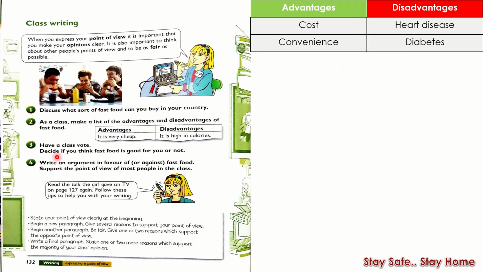Number three, have a class vote. Decide if you think fast food is good for you or not. If we were in the class, we would have had a vote to decide whether it is good or not good. But let's think about it. If eating too much fast food would get you diabetes or heart disease, would it be good? For myself, because I am going to write the opinion essay expressing my own opinion, I am against it. I don't think that it's good.